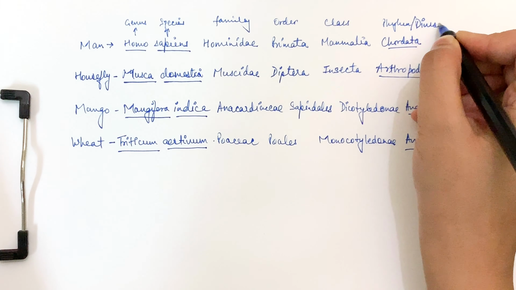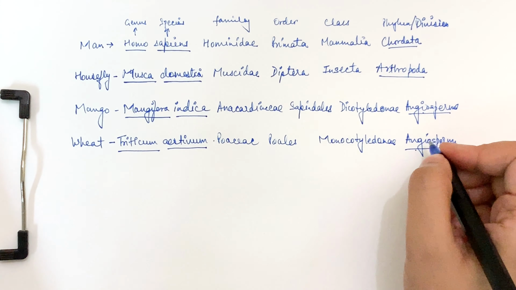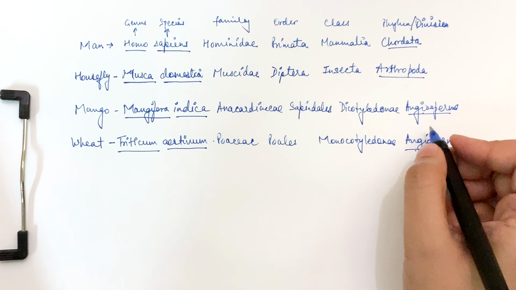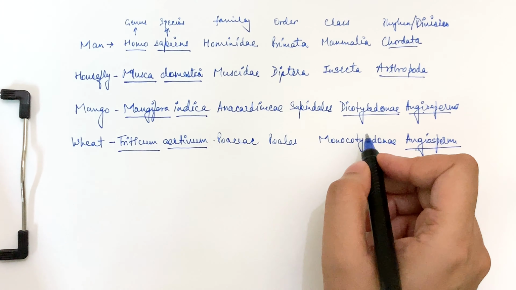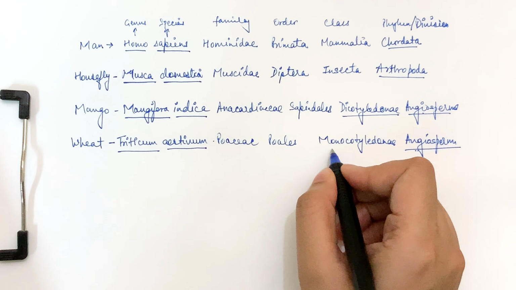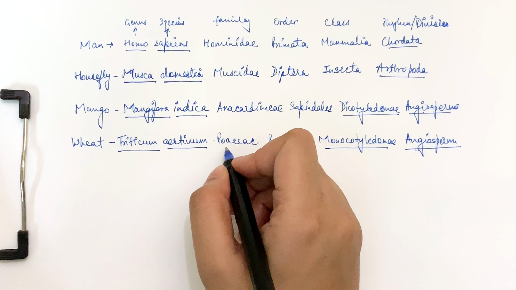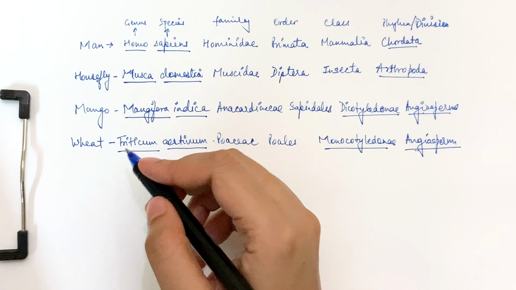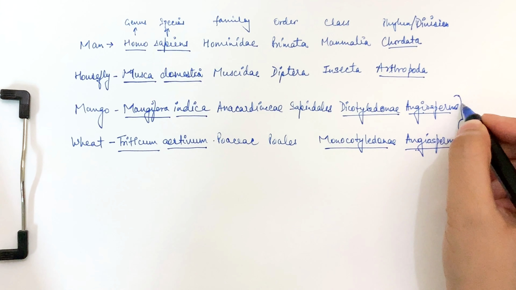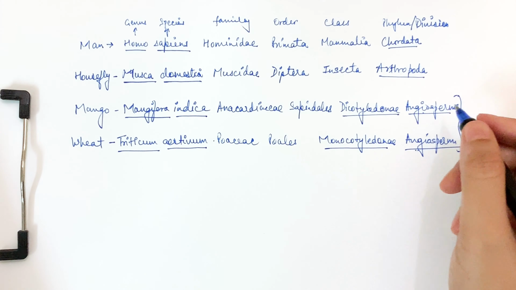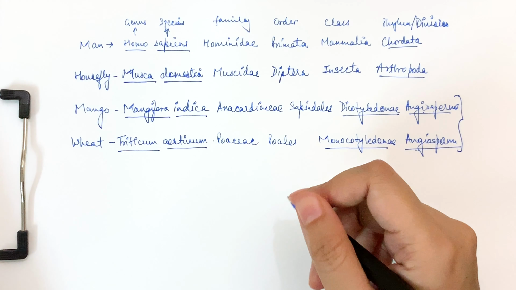Now you can see that the phylum in the case of plants will be division. The division here is the same, angiosperm. So mango and wheat are both of plant kingdom and both are angiosperms. Since mango has two cotyledons, it comes under the class dicotyledon, and wheat is a monocotyledon, and then the order and family differ. So it happens that with two varieties of plants, the phylum or division is the same because of some common characteristics. So this is all about the taxonomic categories.